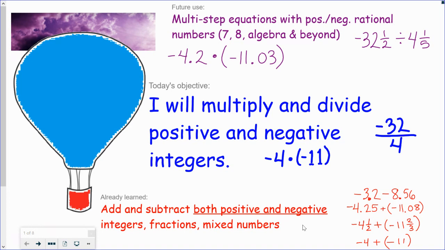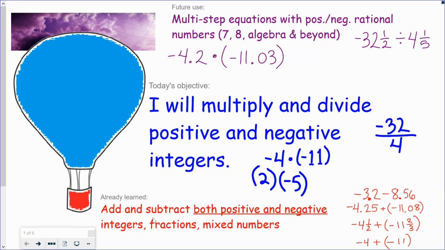Okay, so we have here -4 times -11. That is one of the different ways that you can write multiplication. You can also write it with just parentheses. That is the same as a multiplication problem, okay? And then you have your division of -32 divided by 4. That is another division problem there, okay?